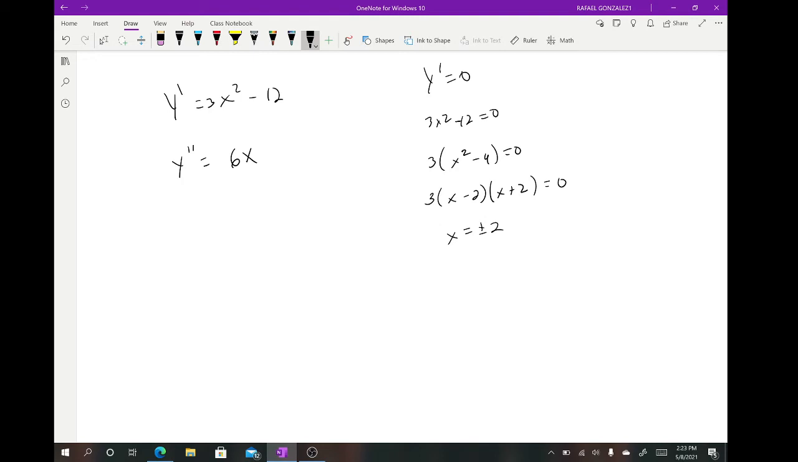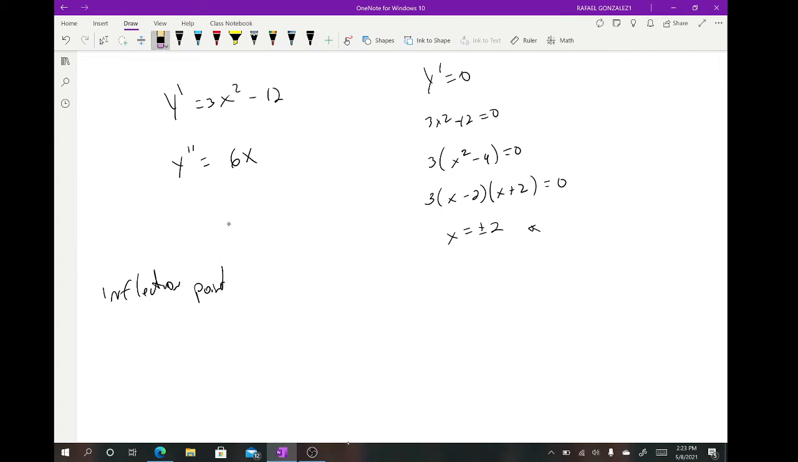So now we simply have to test these critical values at the second derivative. But let's find the inflection point. So the inflection point happens when the second derivative is equal to 0. Well, when is 6x equal to 0? Well, when x is equal to 0, because if you divide both sides by 6, you just get 0. In fact, if you just plug in 0 for x, you could see it.